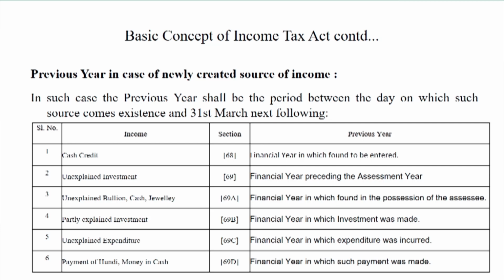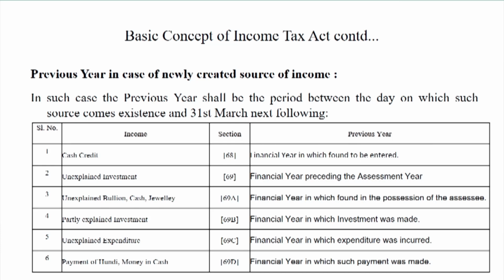Unexplained bullion, cash, jewelry: Section 69A refers to unexplained bullion, cash and jewelry. The financial year in which it is found in the possession of the assessee, it may be from the date when it was explained. From the date of explanation to 31st March will be treated as a previous year.